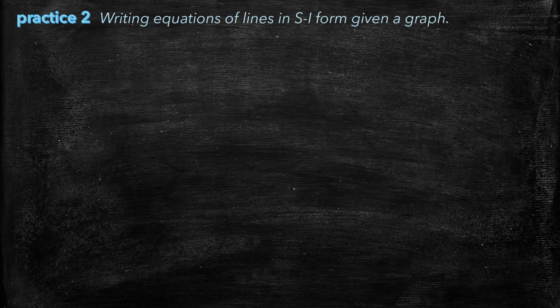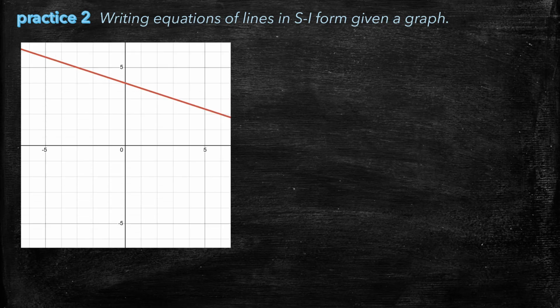So in this practice problem, we're going to reverse the process from the slide before, and we are going to practice writing equations of lines in slope-intercept form given a graph. So here's a graph of a line, and clearly the first thing we have to do is identify the y-intercept and the slope. So the y-intercept, hopefully, as long as the y-intercept is a nice number, which they are for these problems, seems to be 4.